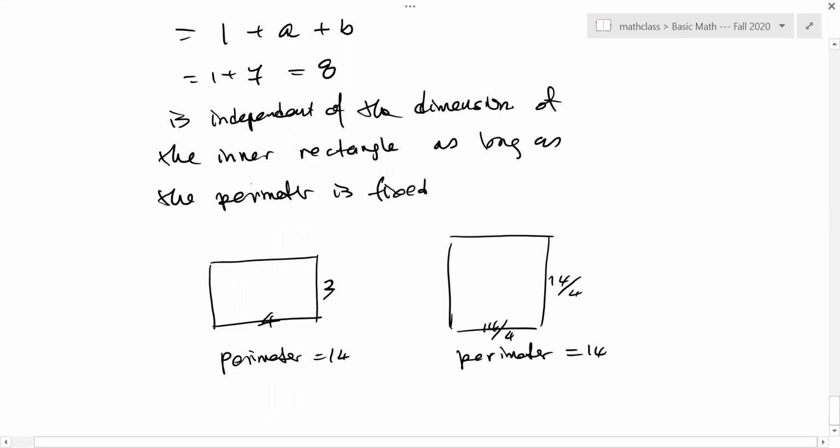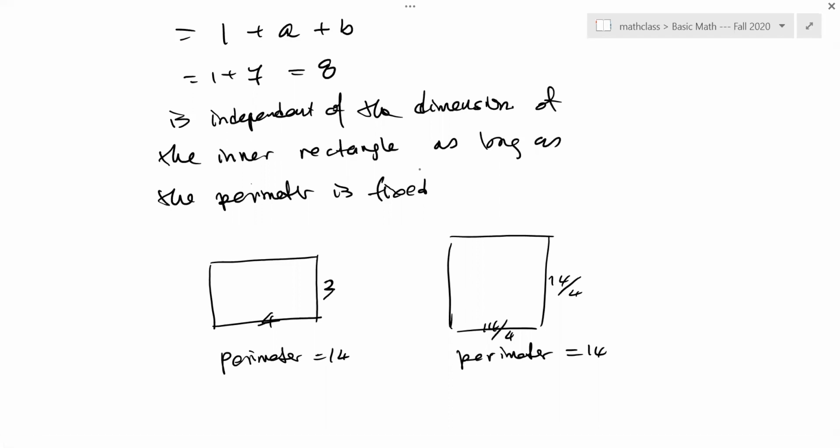The area is different, and the perimeter is the same. That means you use the same length of fence to enclose that garden, okay? Both need a 14 feet long fence to enclose the rectangular garden, but the other one has a larger area.